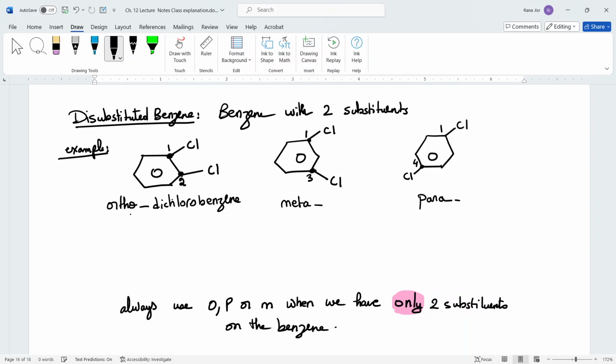Notice that the ortho will replace the 1,2. So when I say ortho, I don't have to say 1,2, because if I say ortho and then I say 1,2 dichloro, why did I say ortho to start with? Because ortho represents 1,2. So I either say ortho or I say 1,2 dichloro.